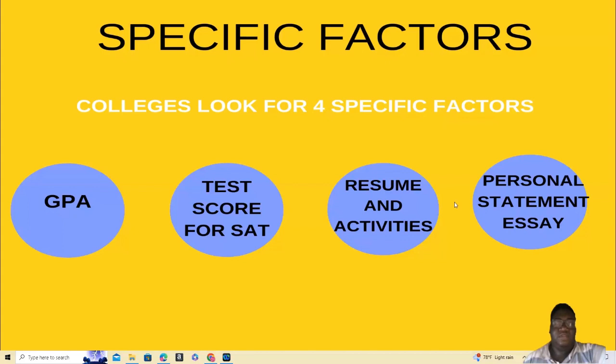There are 4 specific factors that colleges are looking for. These are GPA, test scores for SAT, resume and extracurricular activities, and your personal statement essay. Furthermore, there may be more than one essay depending on the major that you are taking in college.